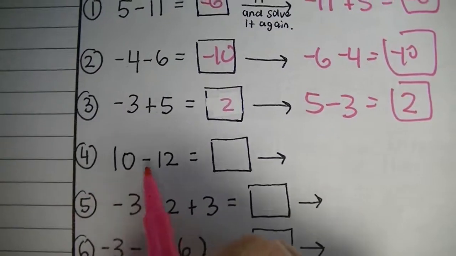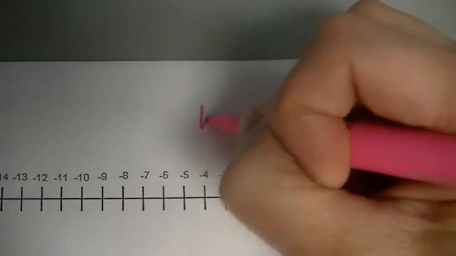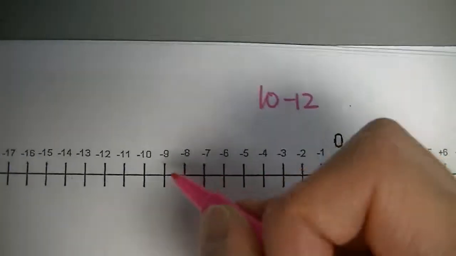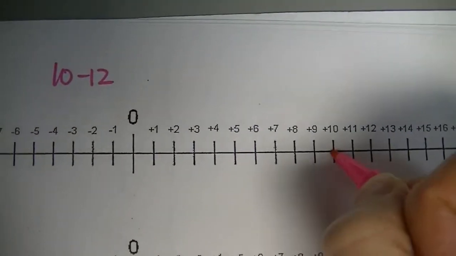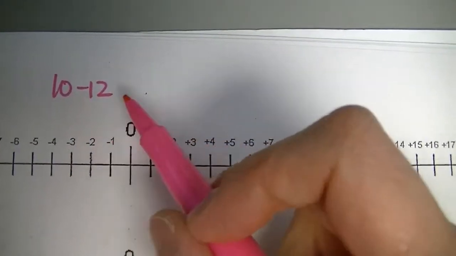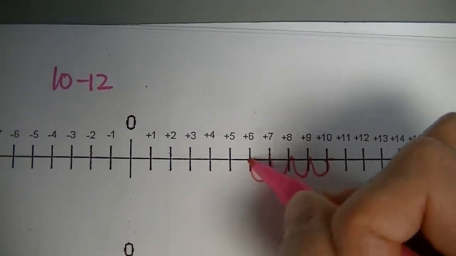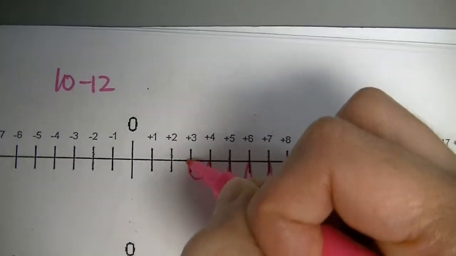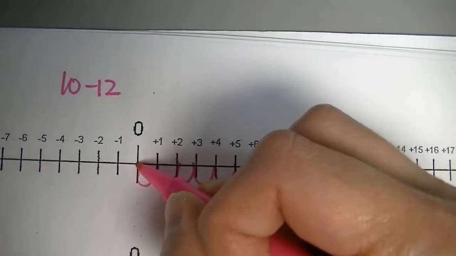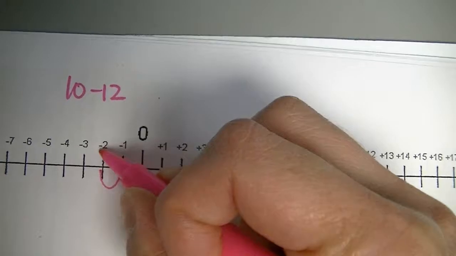Okay, the next problem is 10 minus 12. So 10 is over here, and then it says minus 12, so we're going to go to the left 12 units. 1, 2, 3, 4, 5, 6, 7, 8, 9, 10, 11, 12. So our answer is negative 2.